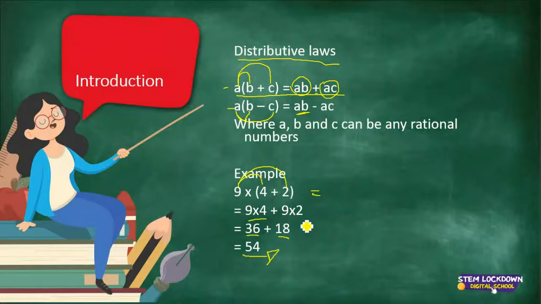Now obviously you can write this as follows. You can say 9 times, what is 4 plus 2? 4 plus 2 is 6. Now notice 9 times 6, the answer should be 54.